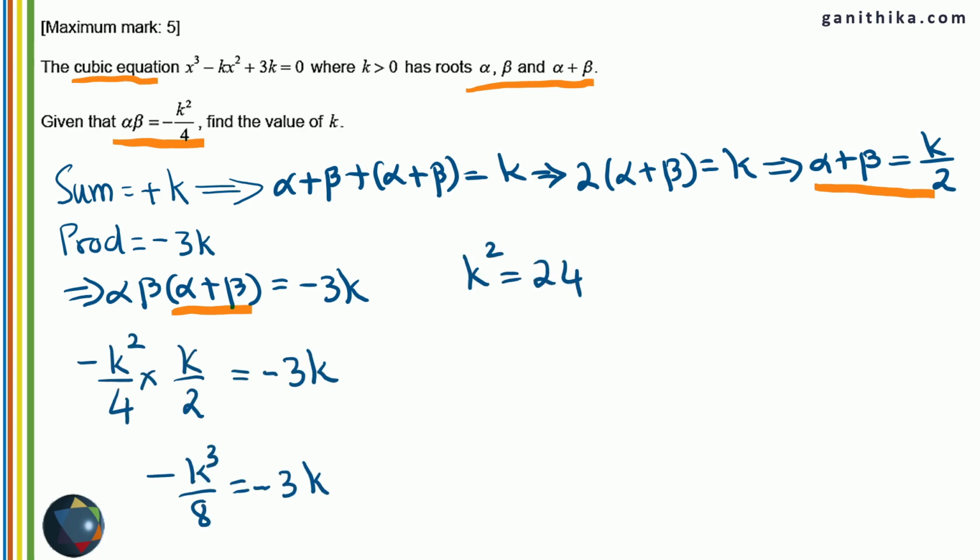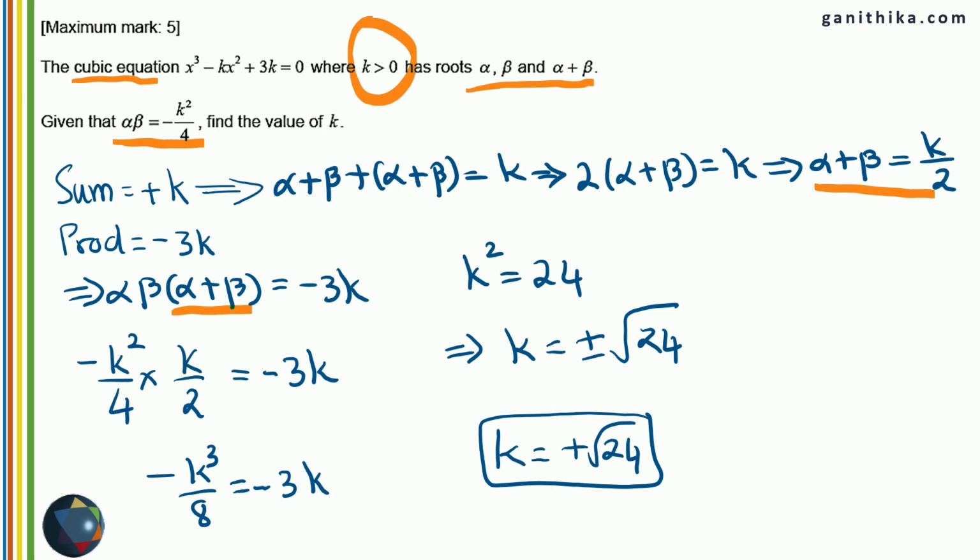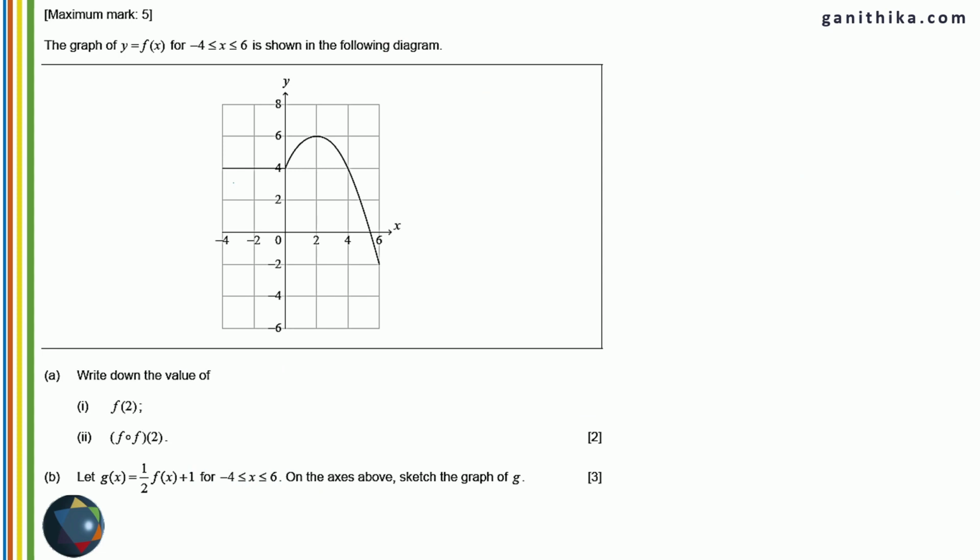Equating each other and simplifying this further, you will get k is equal to plus or minus square root of 24. But you should go back to your question and see that k is positive. Therefore, your final answer should be positive square root of 24. Let's proceed further to the next question.